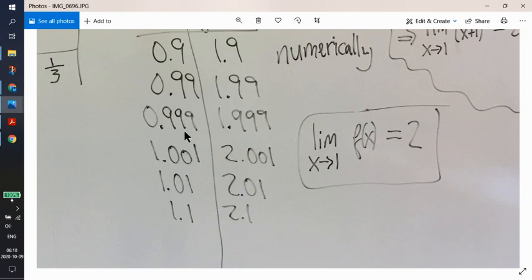if x is less than 1 and it gets closer and closer to 1, then this value for f of x is getting closer and closer to 2 there. And if x is greater than 1 and x approaches 1, it's getting closer and closer to 1, then the f of x is getting closer and closer to 2. So then we say that the limit as x approaches 1 of f of x is 2. Okay, so we cannot evaluate f of 1 directly, but we can find a limit, and this is often very useful.